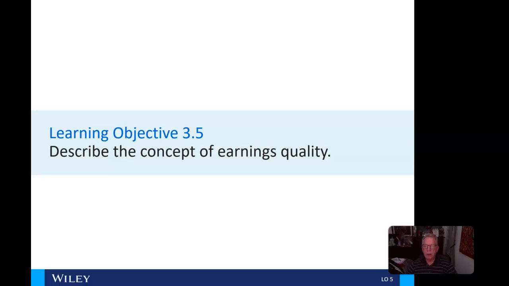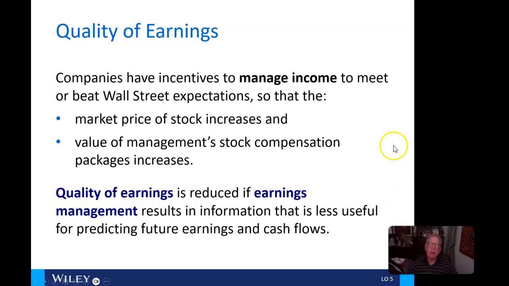Okay, let's take a look at describing the concept of earnings quality. Here, companies have incentives to manage their income to meet or beat Wall Street expectations, so that the market price of the stock increases, and the value of management's stock compensation packages increases. Very important. So the quality of earnings is reduced if earnings management results in information that is less useful for predicting future earnings and future cash flow.